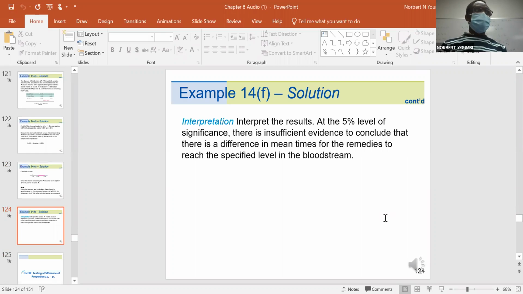Again, if the company wanted to move from the old one to the new one, they will not need to do that, especially if the new one is more expensive. If the new one is cheaper, then they will say, well, we don't lose anything going for the new one. That's how we make decisions in statistics based on the sample.